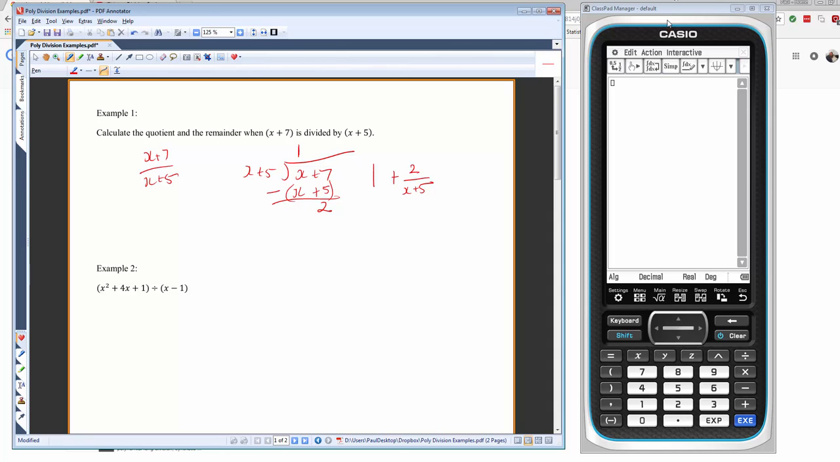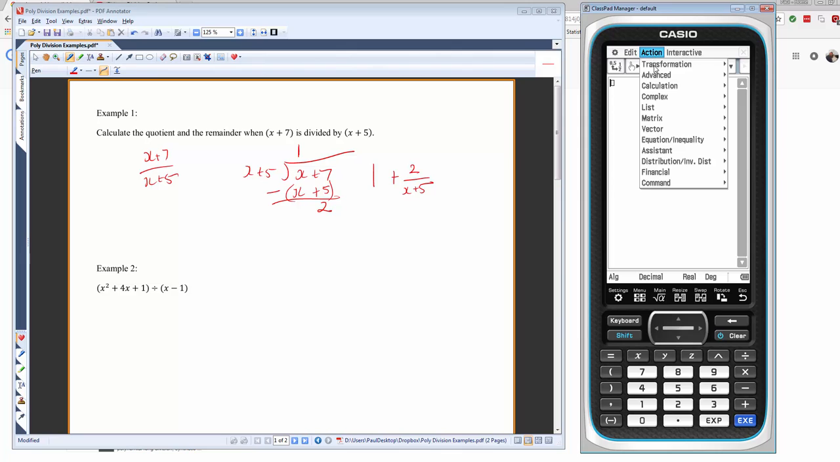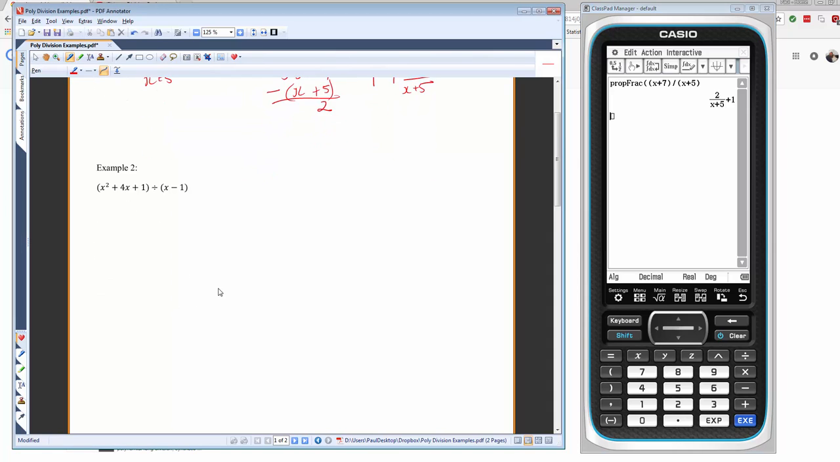Now you can check your work with long division quite easily with your calculator. So we go transformation and fraction, and prop frac is the one that we want. Now what we're going to do is give prop frac the thing we were starting with and the divisor, which is x plus 5, and it'll express that as a fraction for us. So yeah, clearly we got that one right. So now moving on to this problem here. Well, what we can do is check our work once we've done our long division with prop frac as well.